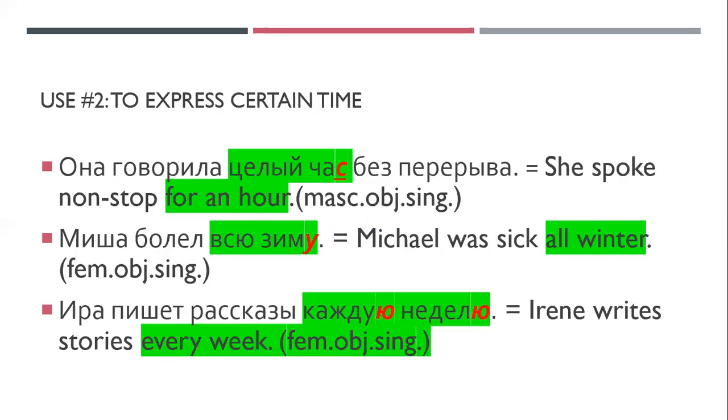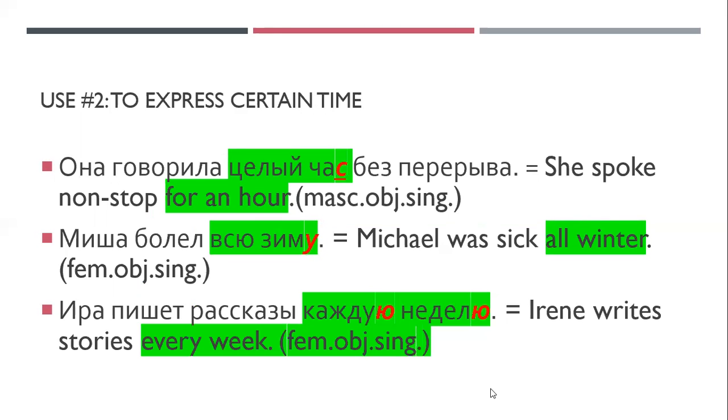Use number two for the accusative is with certain time expressions, as I said before. For example, она говорила целый час без перерыва. She spoke a whole hour without stopping. So, час, целый час. Час is an accusative, although it doesn't change from the nominative.